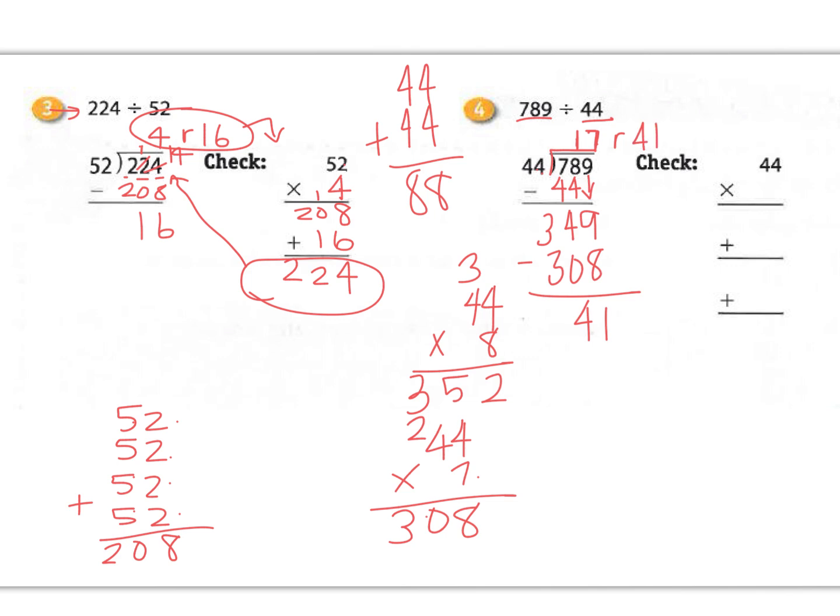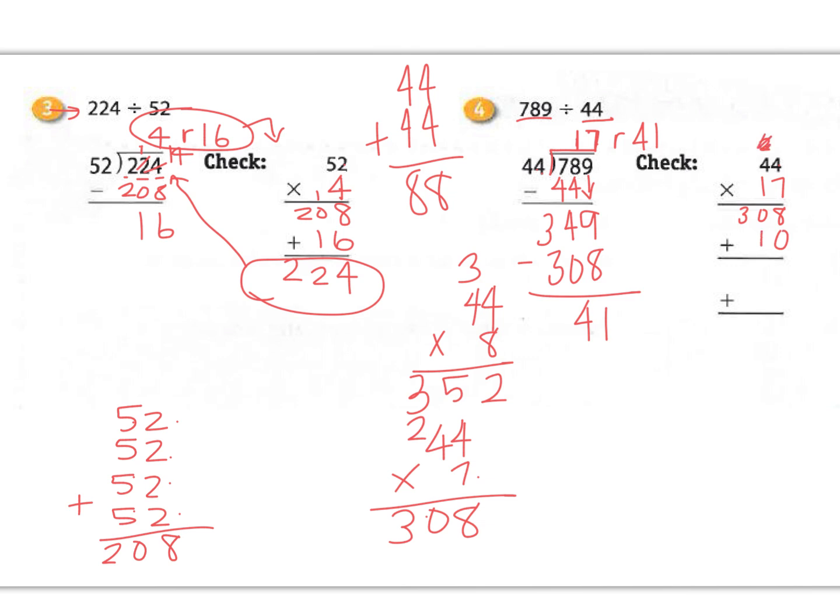Remainder 41. So now let's check our answer. We're going to do 44 times 17 first. 7 times 4 is 28. 7 times 4 is 28 plus 2 is 30. Bring down that 0. We already added that, so I'm going to cross it off.